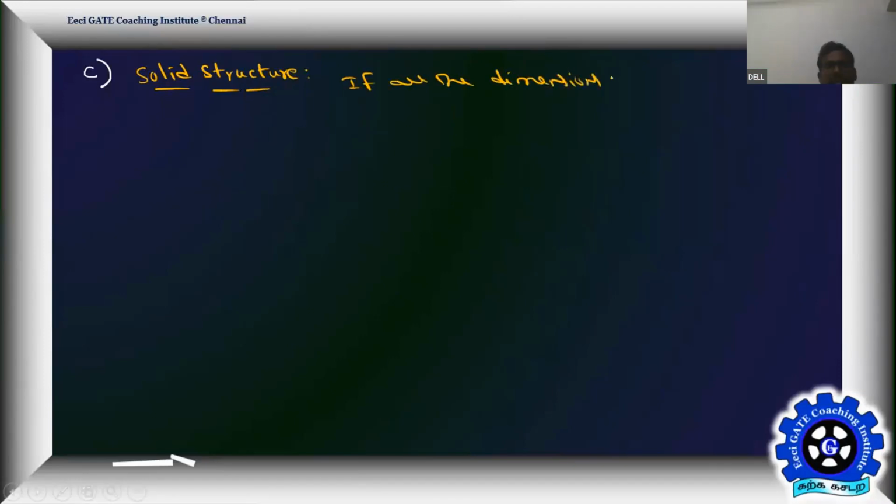So if all the dimensions are considerable, it means we cannot ignore any one of them. Considerable means almost the same. If all the dimensions are almost the same, we cannot neglect any one of them; none is very, very small. Almost all the dimensions are comparable. That means length is approximately equal to width, and width is approximately equal to thickness. We call this kind of structure a solid structure.